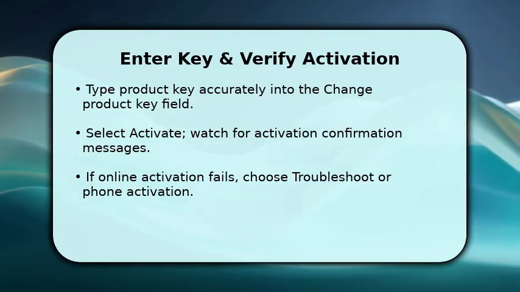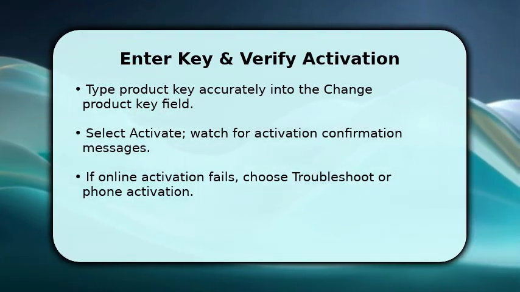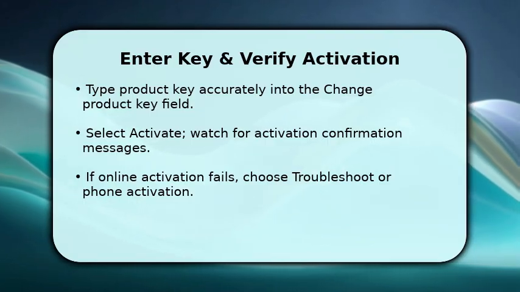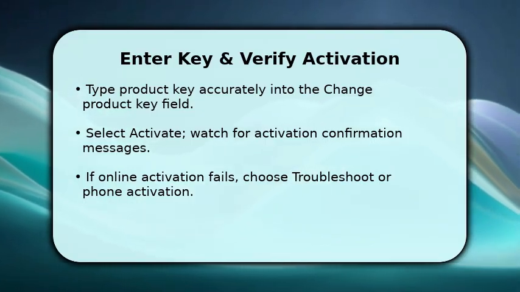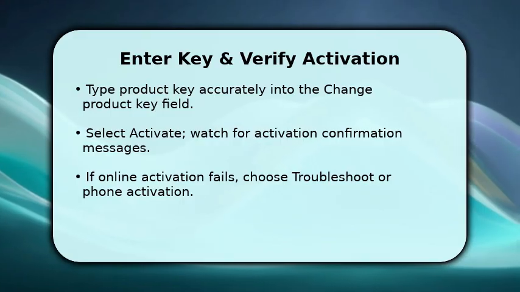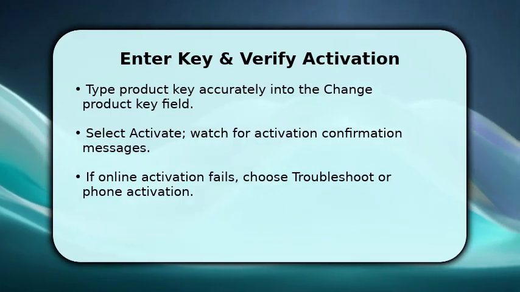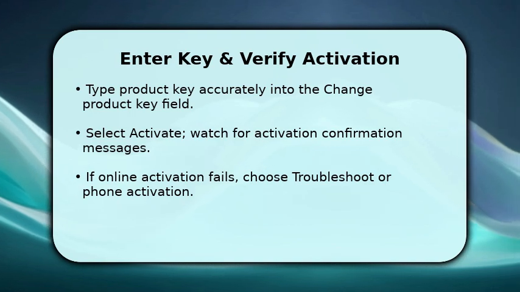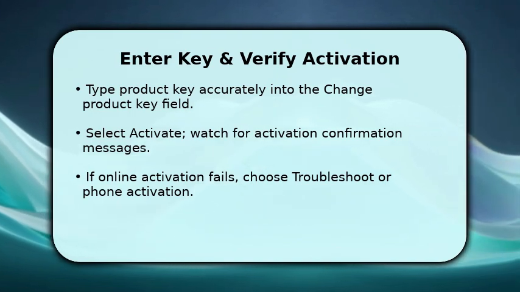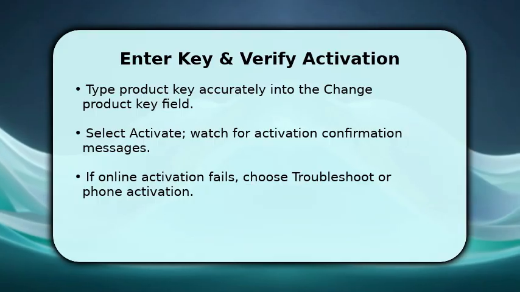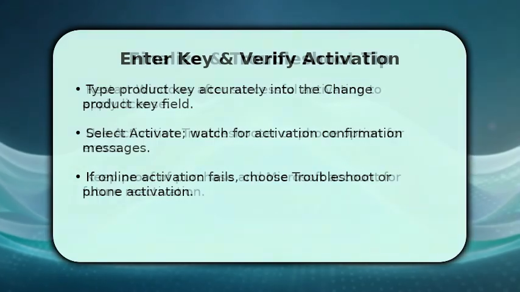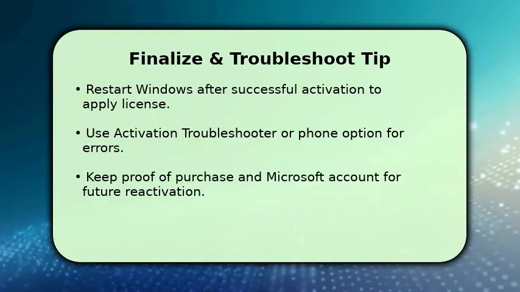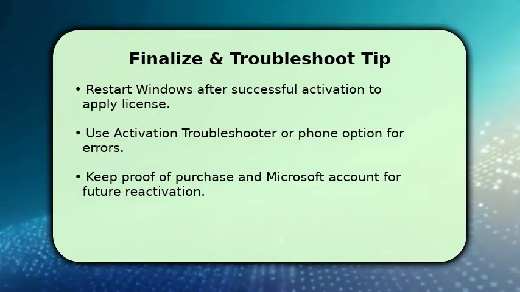If you see errors, use the troubleshoot link in activation to attempt automated fixes or choose phone activation for guided steps. Make sure your internet connection is stable and retry activation after signing into the correct Microsoft account. Finish by restarting Windows so license status updates across services. Check Settings Activation to confirm the activated state and edition.